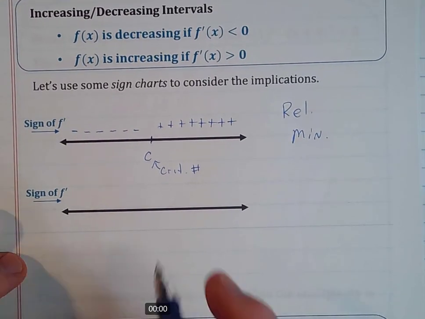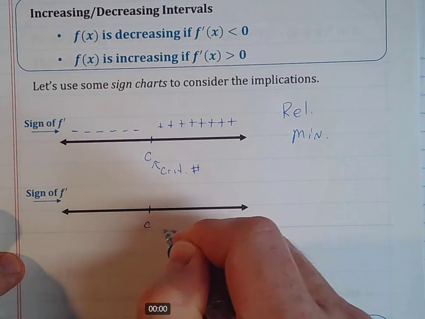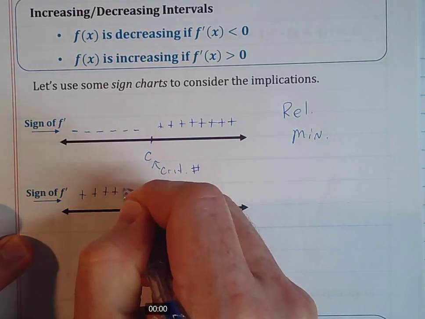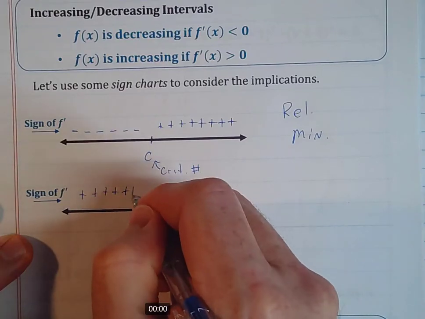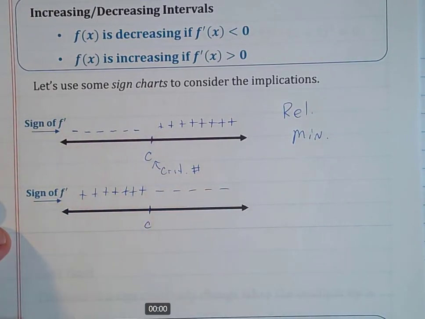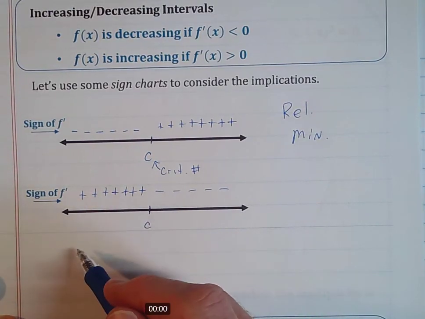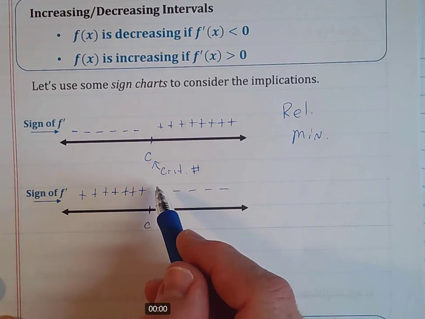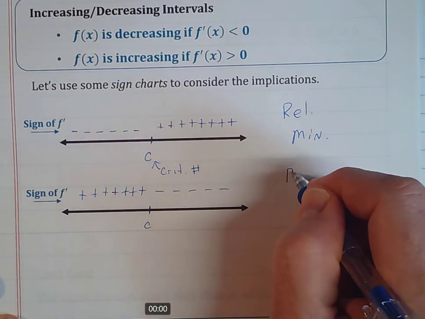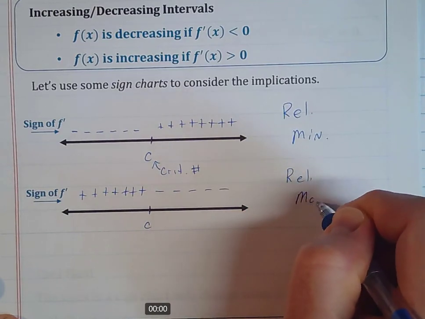Well, okay, let's consider what happens if I've got my critical number here, and what if it was increasing all the way over until I hit that critical number, and then it starts decreasing? Well, we could draw some information from that as well. The information we can draw there is that it's going up, hits a critical number, starts going down. Looks like I've got a relative max in this case.